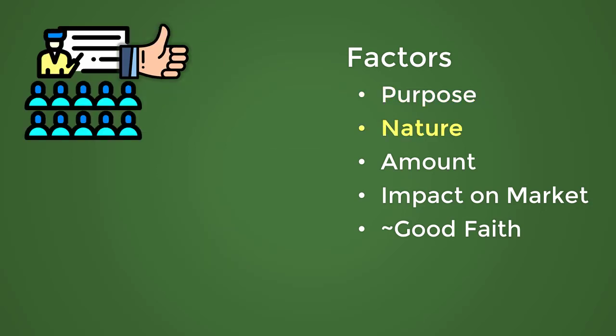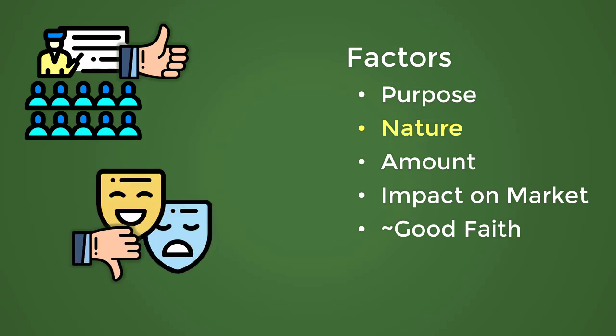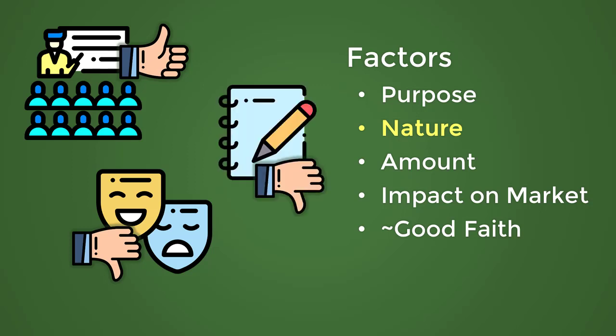Our next factor is nature, and this is not the nature of your use, but the nature of the work itself. If the work is educational, for example, that would favor fair use, whereas more artistic and creative works like drama, poetry, and fiction oppose fair use. Also, if the work is unpublished, that would oppose fair use too.